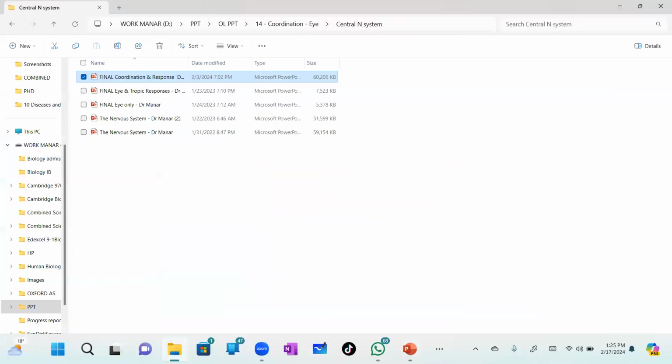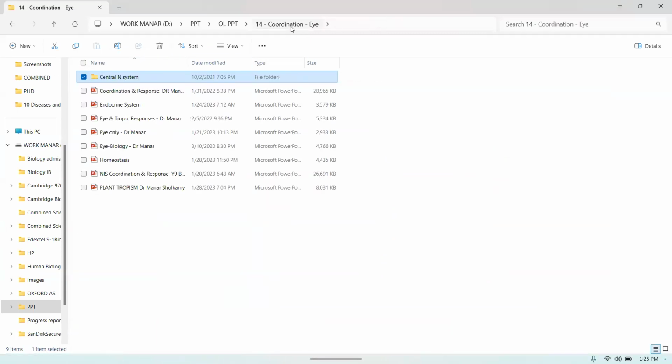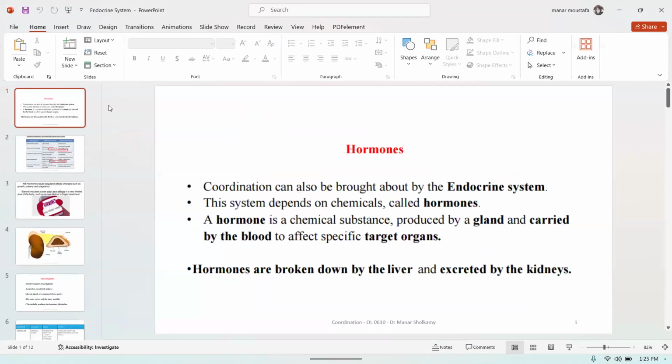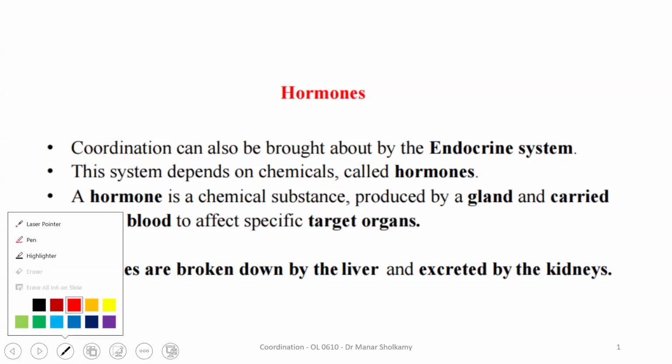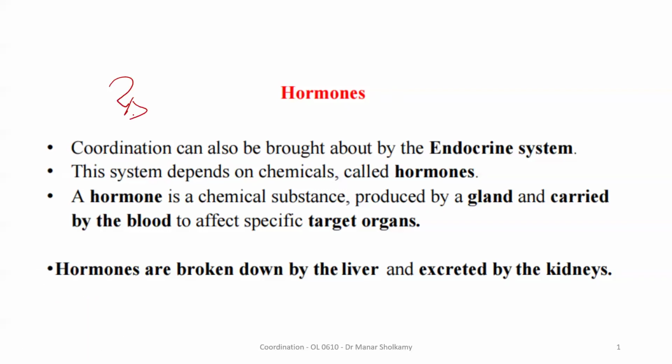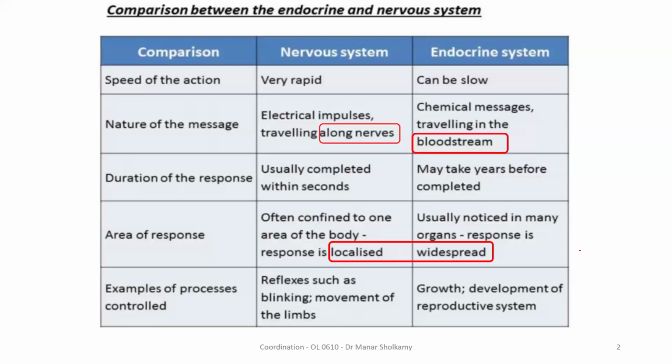Just going to open another PowerPoint for the hormonal system. Okay, this is what we started with, the definition of the hormones. The definition is important. I think I saw it in paper 4 out of 3 marks. Hormones, these are chemicals that are produced by a gland. That's why it's in bold, because it's one of the keywords, carried by the blood to affect specific target organs. And these target organs are target because they have complementary receptors, and excess hormones are broken down by the liver and excreted by the kidneys. We will take excretion next class.